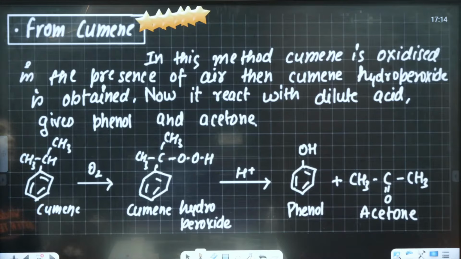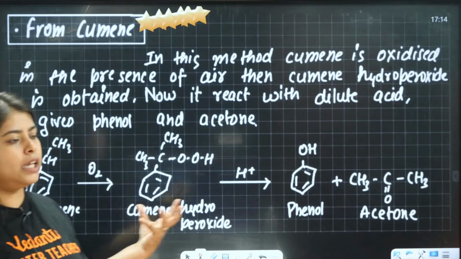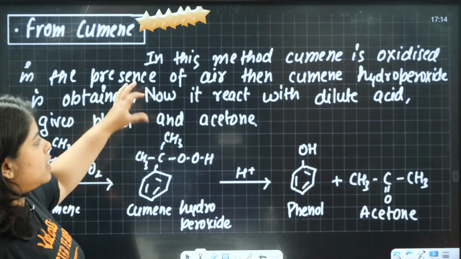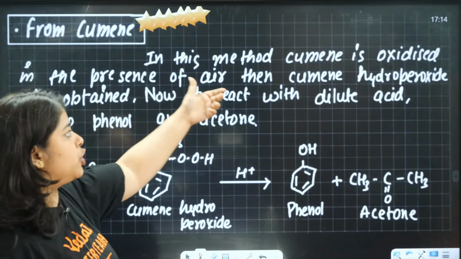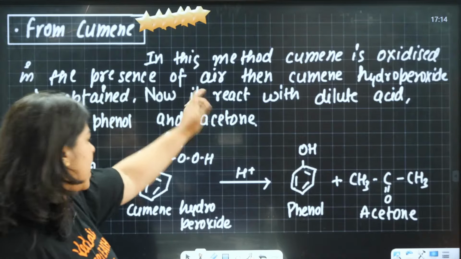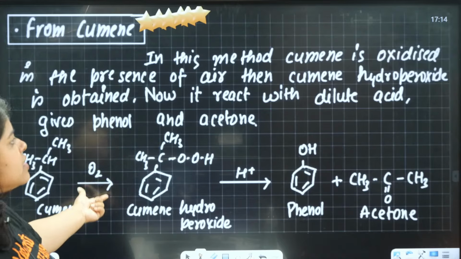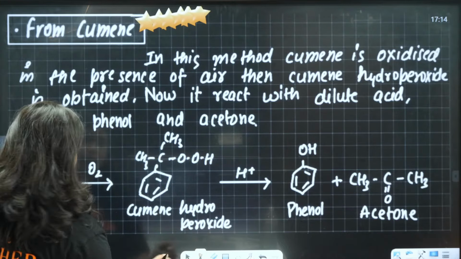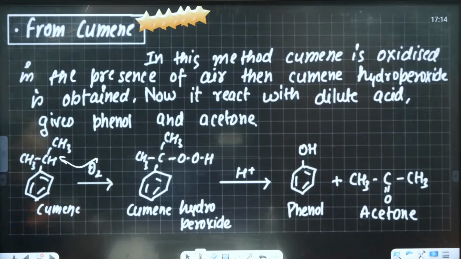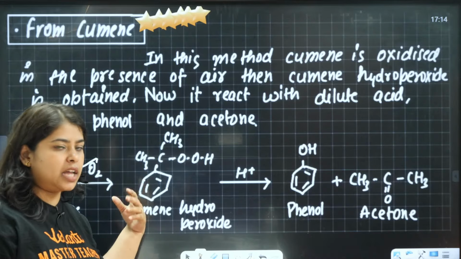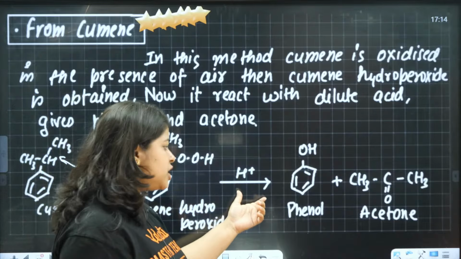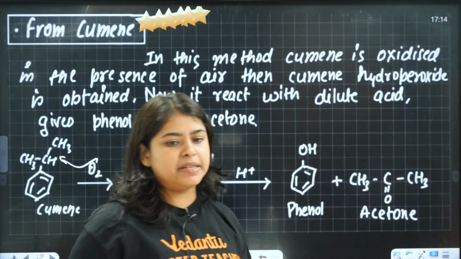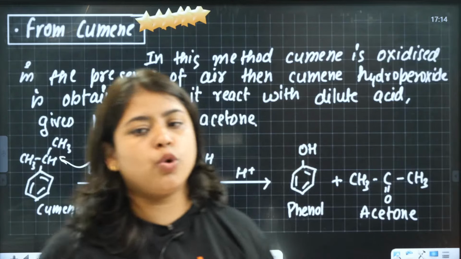Okay, now in this method, it is primary to secondary. In this, cumene is being oxidized in the presence of air, which is also called O2. Then cumene hydroperoxide is being formed, because the O2 is attached to the third carbon. Okay, then in the presence of H plus we are going to get what? Phenol and acetone. Phenol and acetone is being formed.